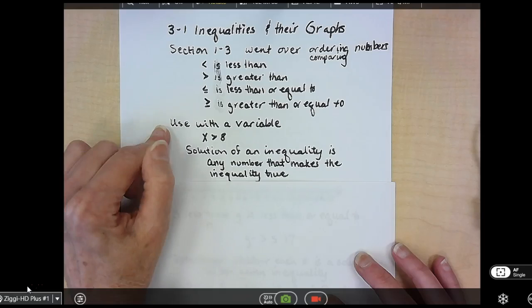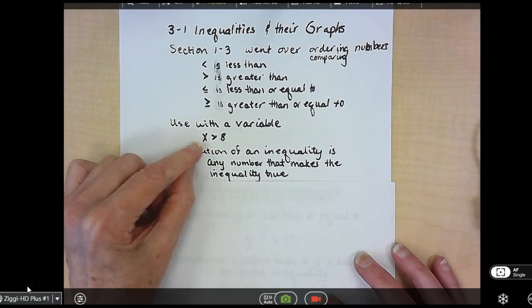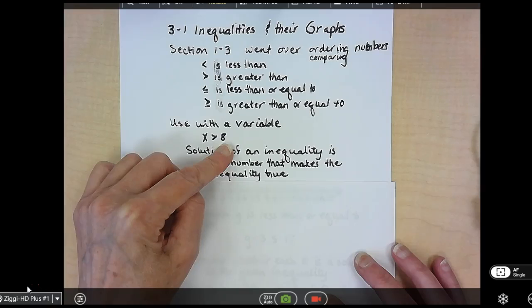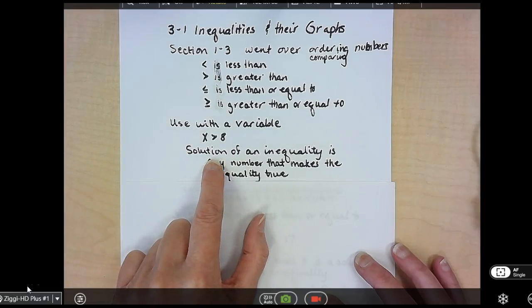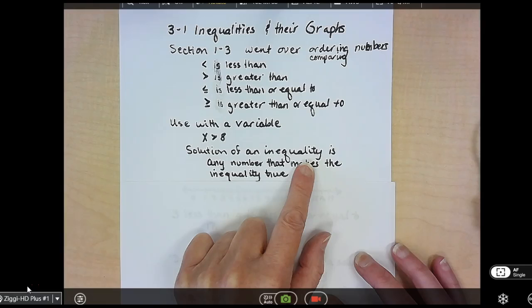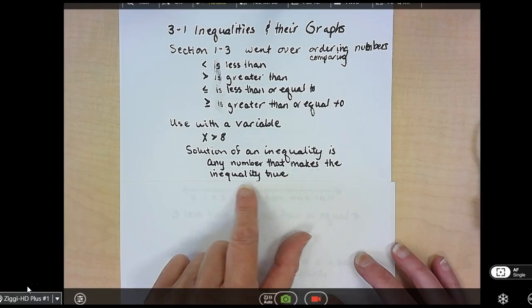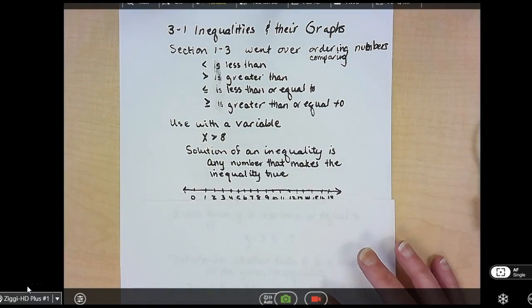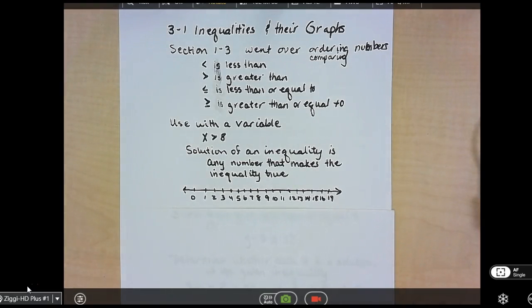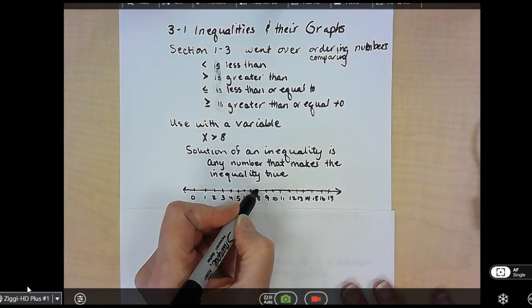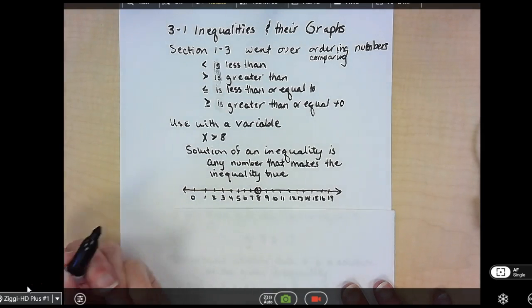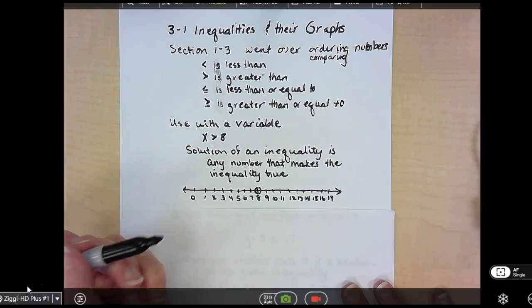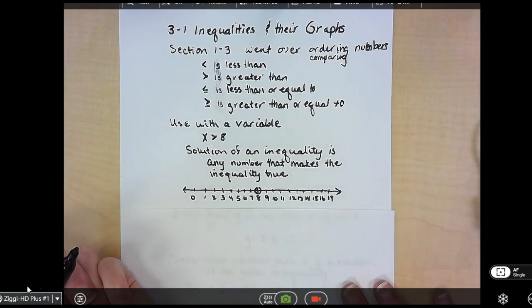All right. We use a variable this time, x is greater than 8, which means that the solution of any inequality is any number that makes the inequality true. So if I look here on my number line that I wrote down, and I have 8, that's the number we're talking about. Since it's not equal to 8, I'm not going to fill it in because it doesn't include 8. But that's our starting point.